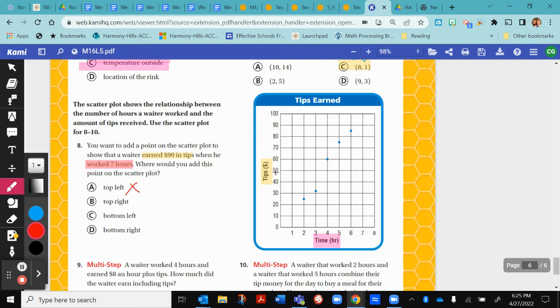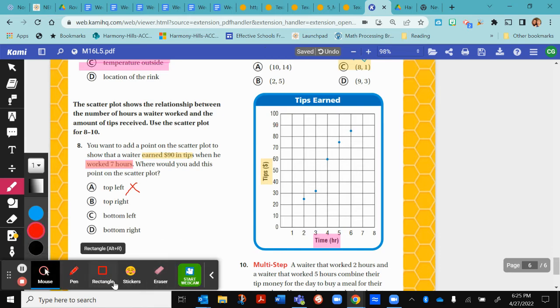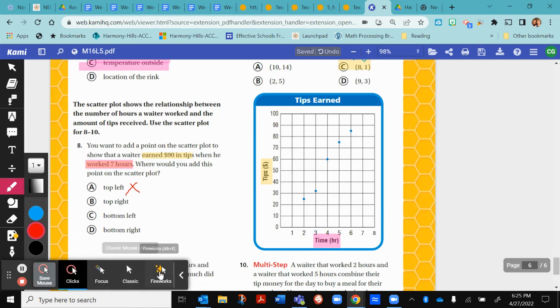Because if I do the top left, I'm right here. See that? That's not it. Let me switch this real quick, just in case you're not able to see it. I'm going to change my mouse. So the top left would be up there. Is that it? No. So let's go to the bottom left.